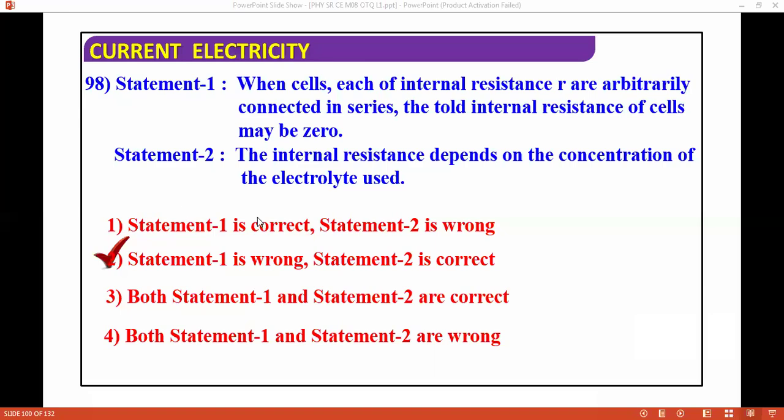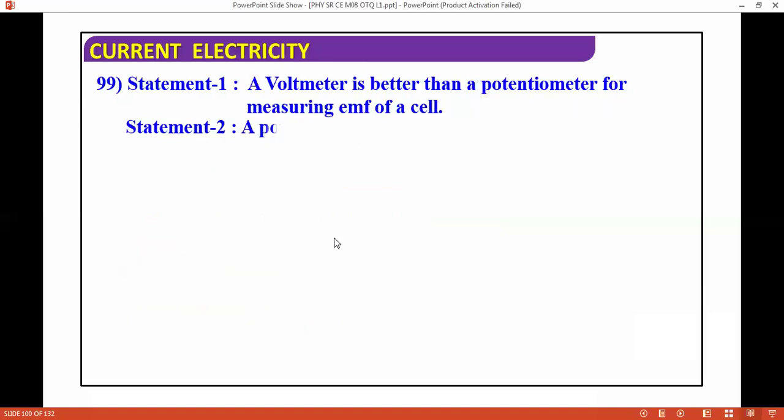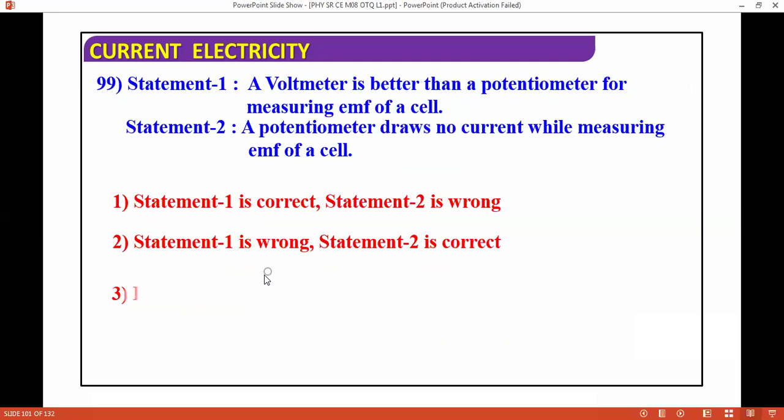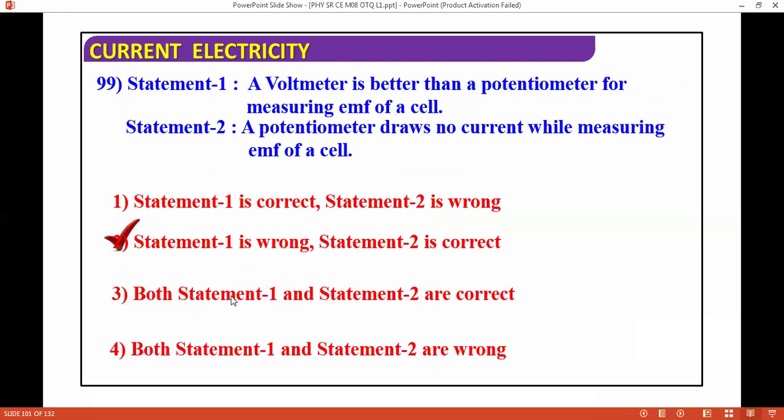The next question: a voltmeter is better than a potentiometer for measuring the EMF of a cell. A potentiometer draws no current while measuring the EMF of a cell. So the statement that a voltmeter is better than a potentiometer is wrong. The potentiometer draws no current while measuring EMF. Now we move to the next question.